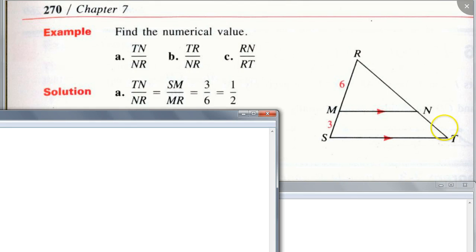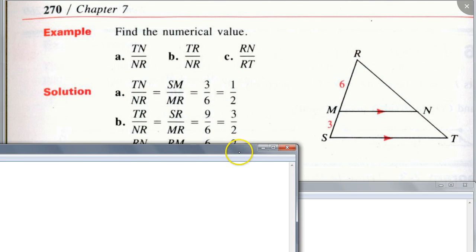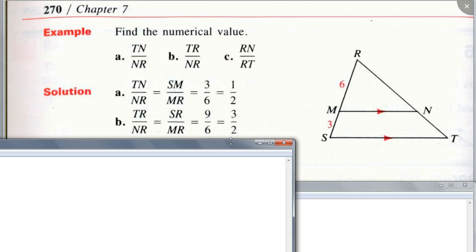So if you're going to compare, just tell me which length we need. If I'm comparing Tr to Nr, what do we need from the other side? Sr to what? Yeah, what's Sr? 9. What's Mr? 6. How many people got 3 over 2 for the second one? Okay, good. What about the last?